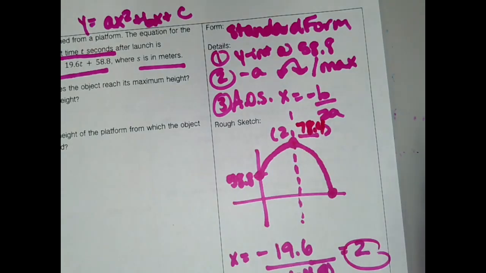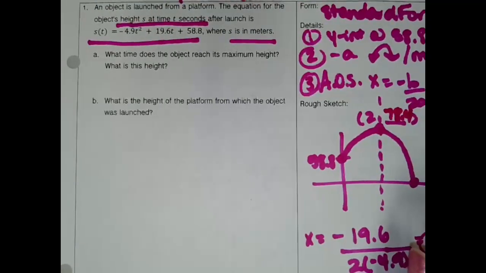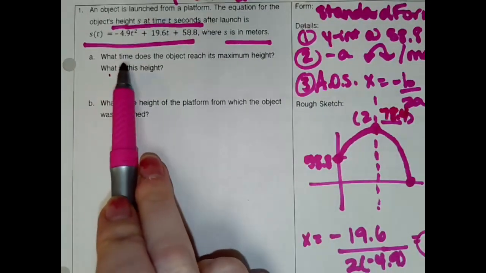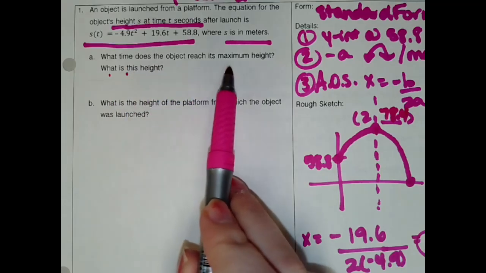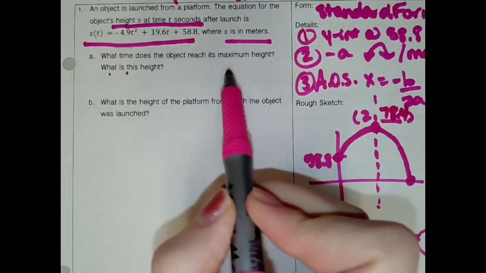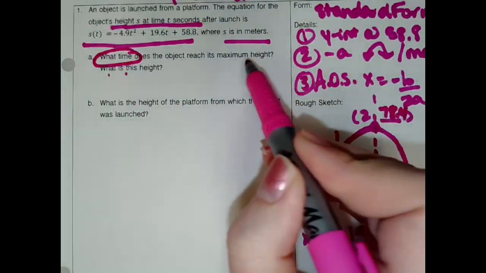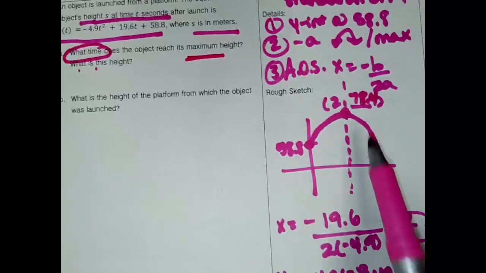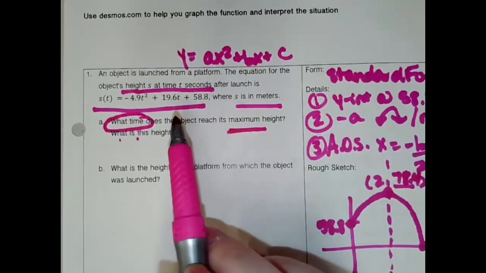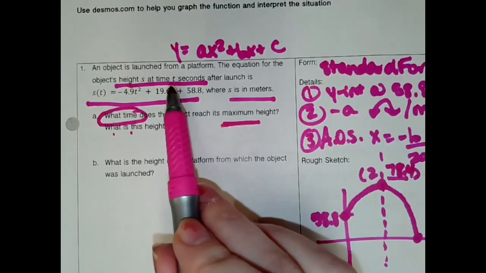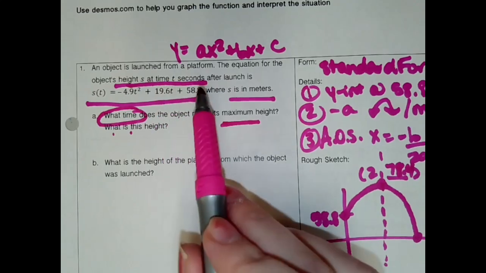Now that I have the rough sketch and I understand what's happening, I can take a look here. At what time does the object reach its maximum height? So the question is, at what time does it reach its maximum? Keyword. Maximum means vertex. Do keep in mind, it tells you in the story problem that height is the S and time is the T.